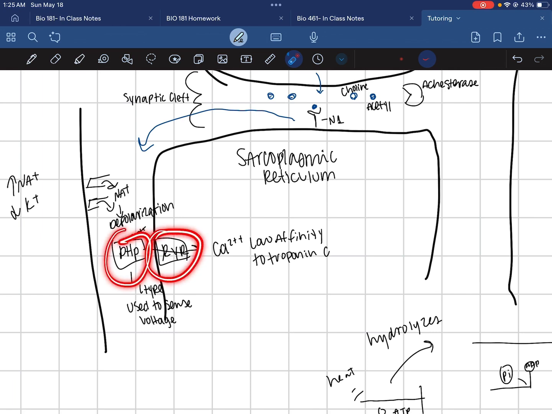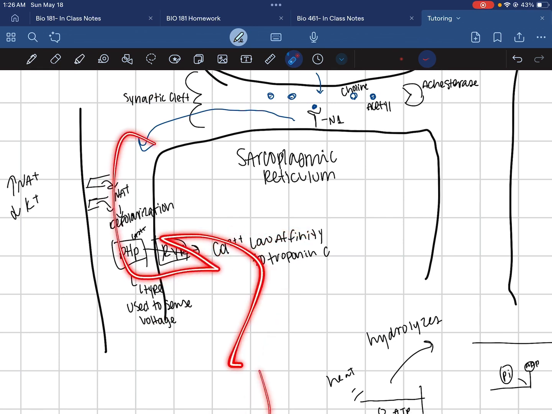DHP is mechanically linked to ryanodine, which is located on the sarcoplasmic reticulum membrane. And then this whole change in membrane potential due to sodium depolarizing a cell and causing more channels to open is going to make DHP open ryanodine, which is allowing calcium to leave the sarcoplasmic reticulum into the sarcoplasm.